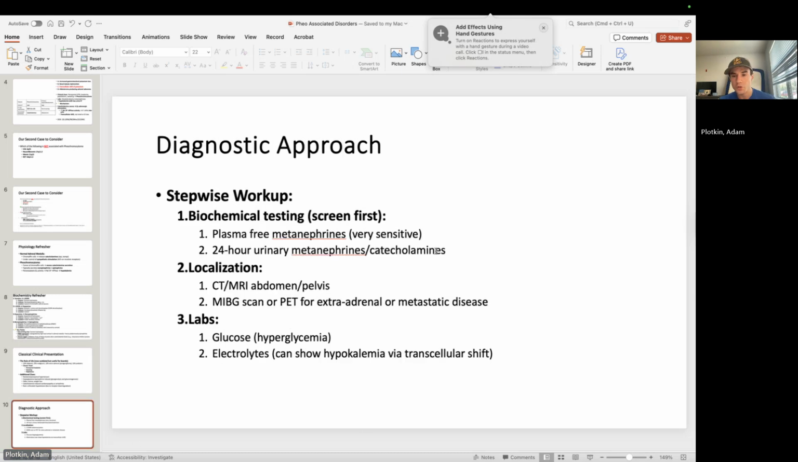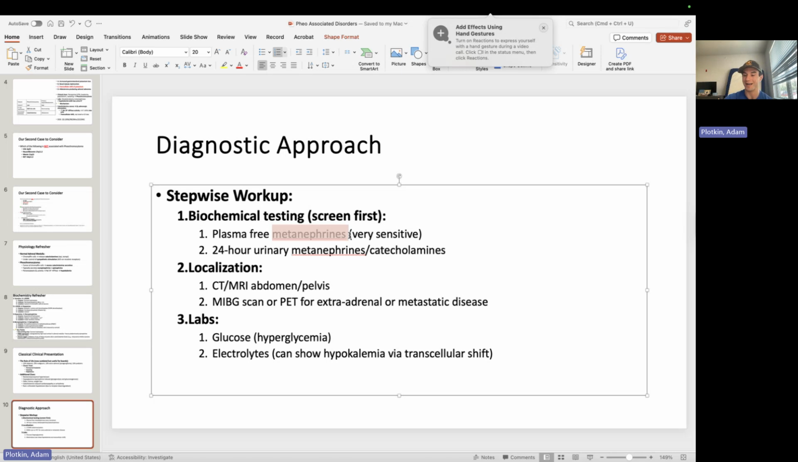All right. So what is the diagnostic approach? Kind of this stepwise workup. We'll do biochemical testing first. So these will be like my screening test. We can test for plasma-free metanephrines or 24-hour urinary metanephrines or catecholamines. Remember, norepi and epi have a very, very short half-life. It's really hard to test for norepi and epi in the serum or in the urine because they have such a quick half-life. They get broken down into these things called metanephrines, which is the breakdown product of epinephrine, and normetanephrine, which is the breakdown product of norepinephrine, right?